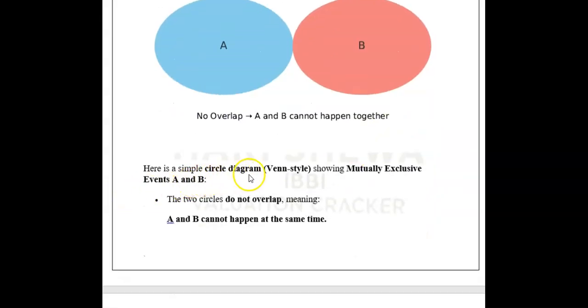Here is a simple circle diagram showing mutually exclusive events A and B. The two circles do not overlap, meaning A and B cannot happen at the same time. So what is mutually exclusive? If one event happens, the other cannot.